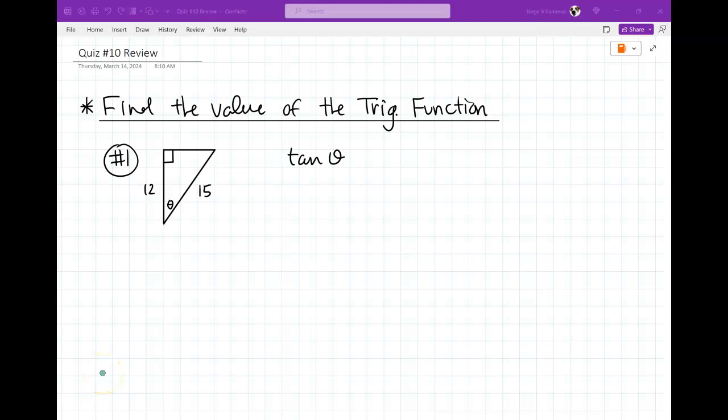All right, so quiz number 10 review. Quiz number 9 would have happened last week, but we had midterms, so it didn't happen at that time. So today we're doing quiz number 10. Find the value of the trig function.